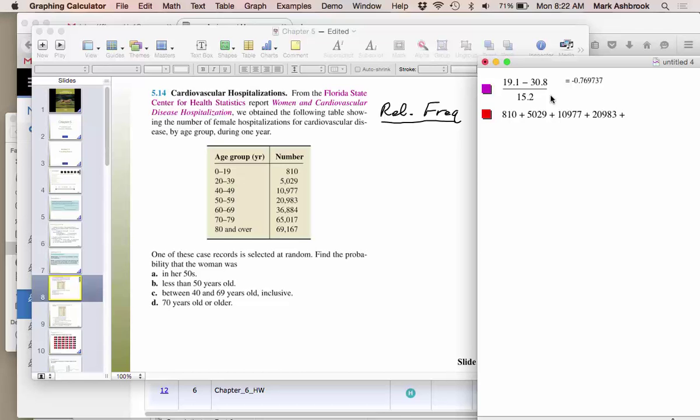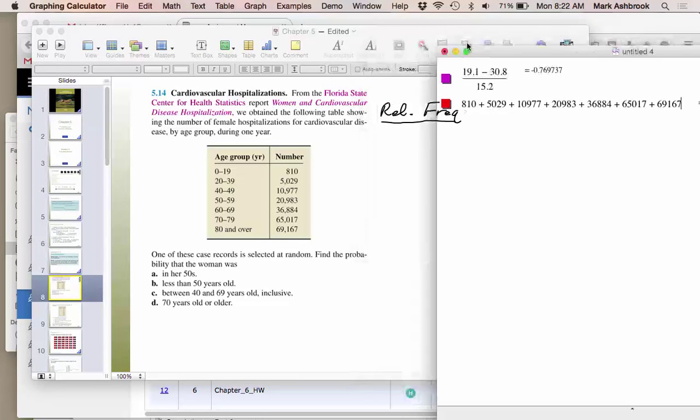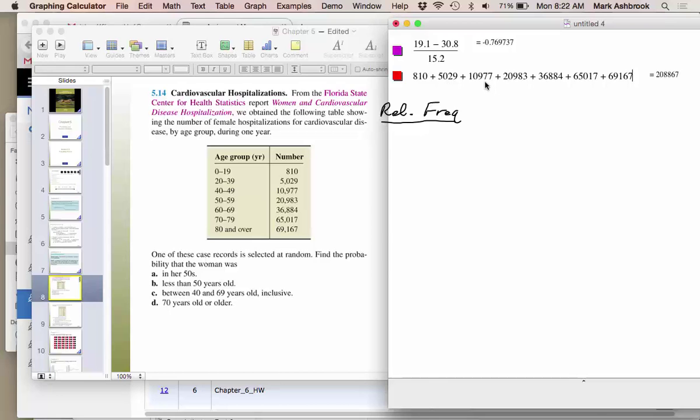What was one? 36884. And it went to 65017. 69167. Okay, I am getting 208867. I don't see any mistakes. Is that what you got? Yeah. Beautiful. Okay. 208.